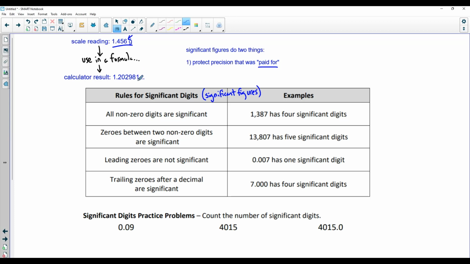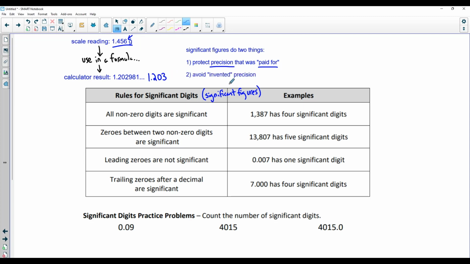I like to call it calculator vomit because not all of these digits mean anything. And if you were to stop and round off to this answer and say that it was 1.2, then you are throwing away precision that was paid for. I mean, that scale cost a couple $100, but a cheap $20 scale might have been able to get you to this answer, but the real answer that's still precise might have included a few more decimal places, like maybe it was 1.203 when you finally rounded off.